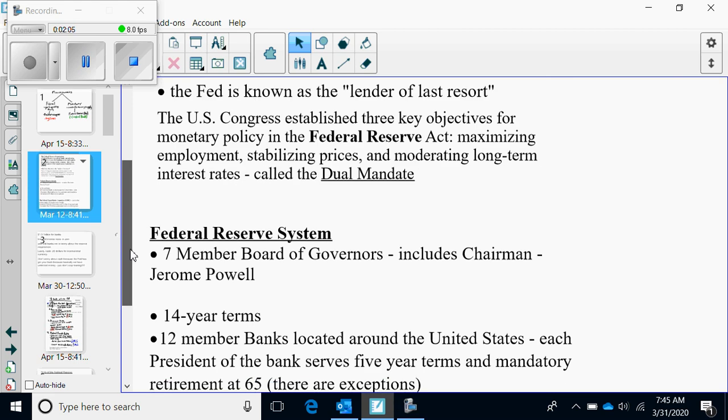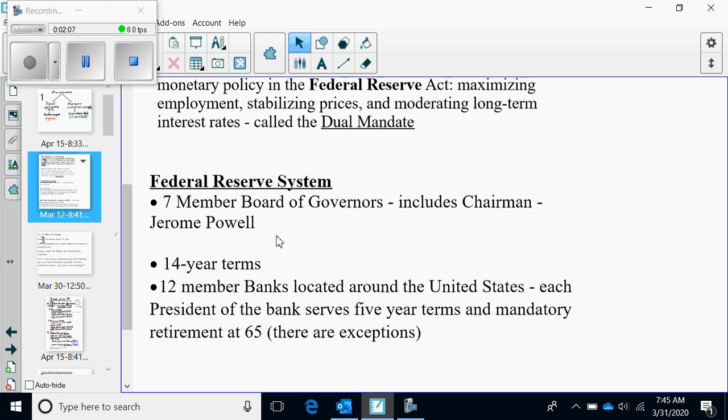The Federal Reserve System is broken down into two components. There is a Board of Governors, which consists of 7 members who have 14-year terms. Think about that. The head of the Board of Governors is named Jerome Powell, and thus he's chairman of the Federal Reserve System. They are located in D.C. Then you have the 12 member banks located around the U.S. I showed you that map yesterday. Each bank has a president, and they serve for 5-year terms with a mandatory retirement at 65.